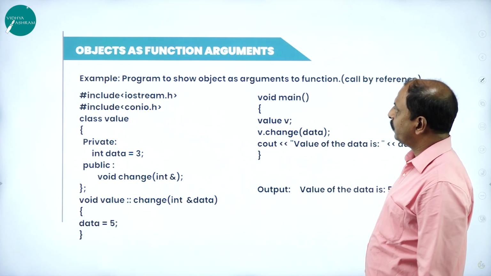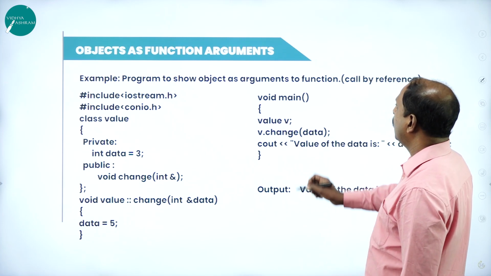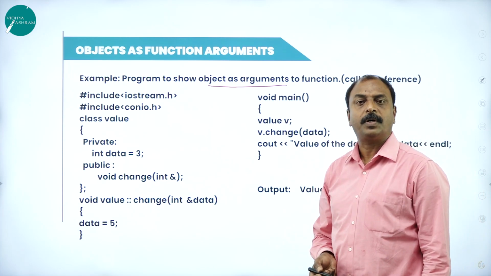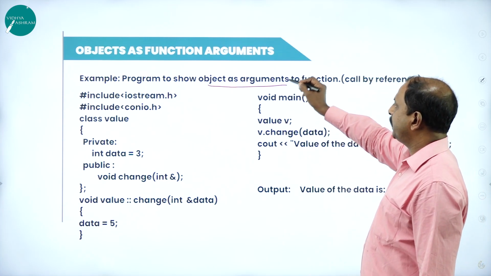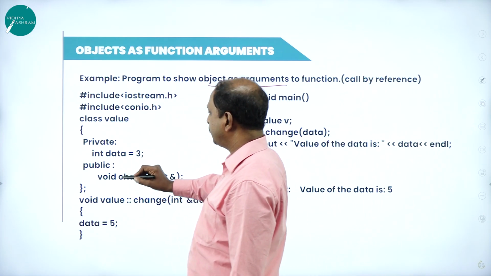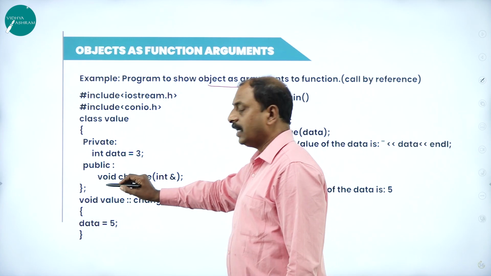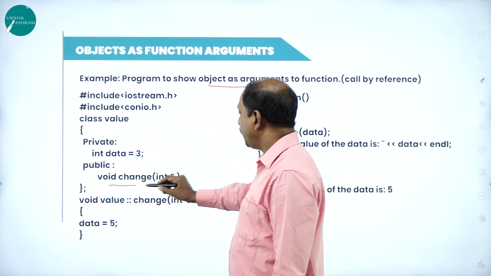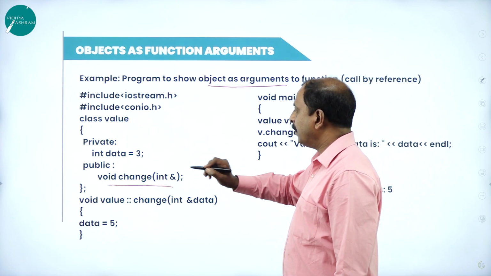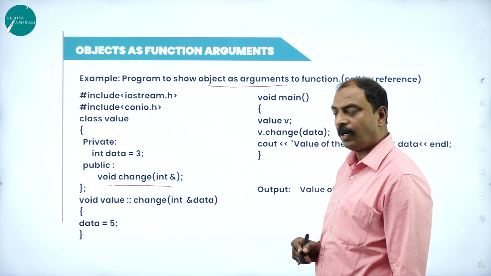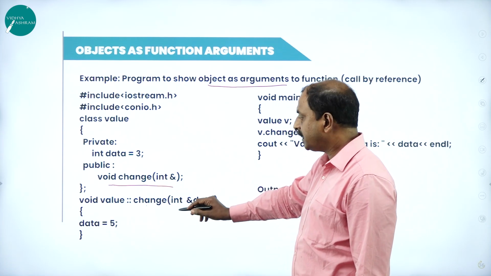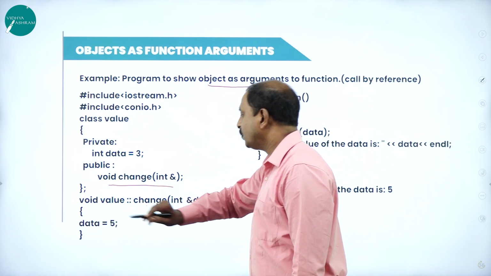Now in the next one, we will see another example. It is object as an argument. This is the second, the pass by reference method. The program has the header file, values, everything is the same here also. And here observe that void change int ampersand. We are using the concept of pointers and ampersand here. Ampersand stands for the address of operator. Here again this is a function definition outside the class. Here we say data equal to 5.